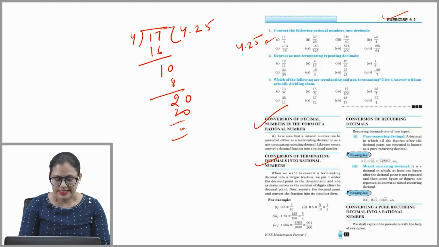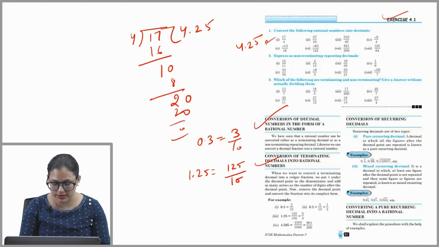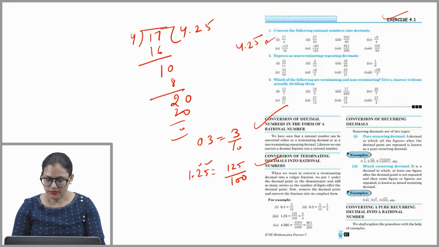For example, 0.3 is what? 3 by 10. 1.25 is what? 125 upon 100. Why 100? Because there are 2 decimal places, right?